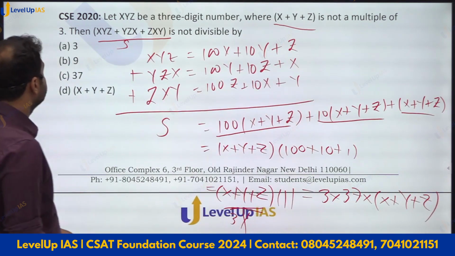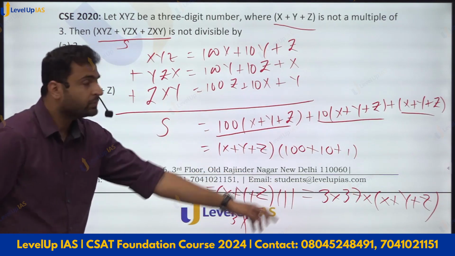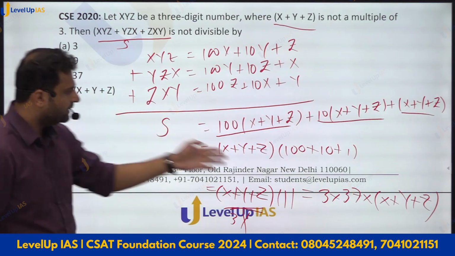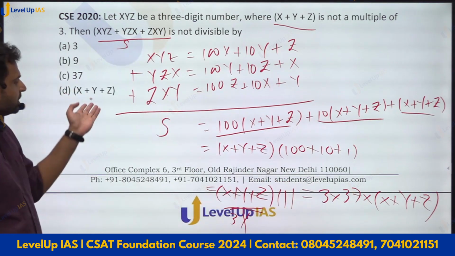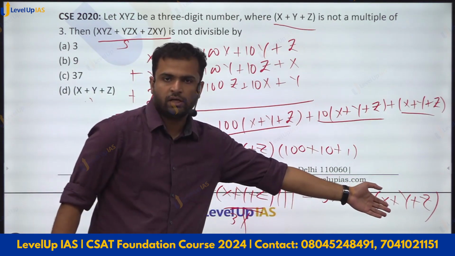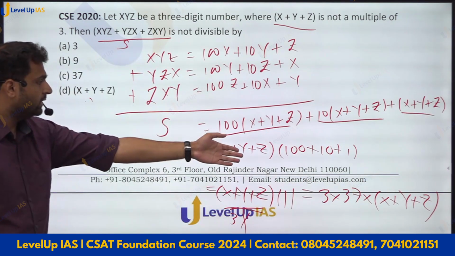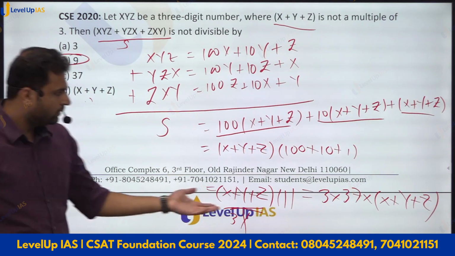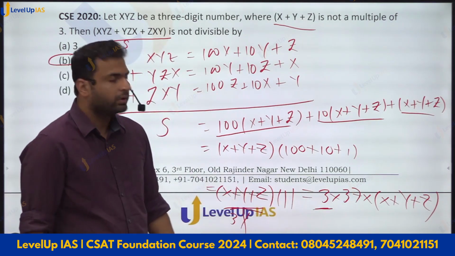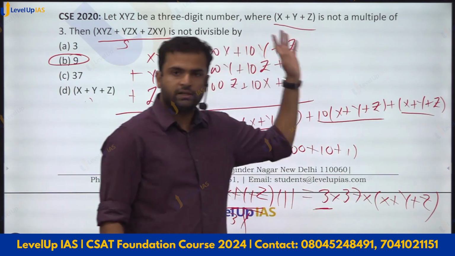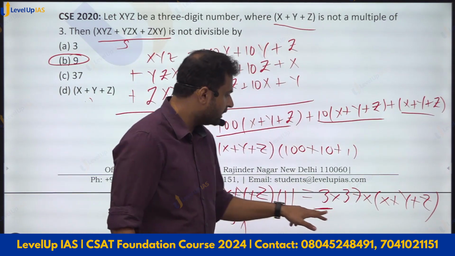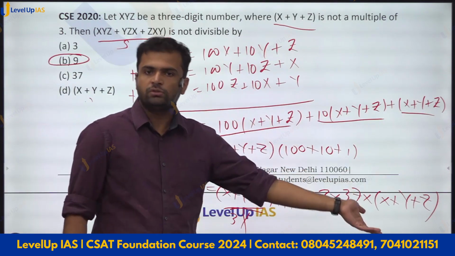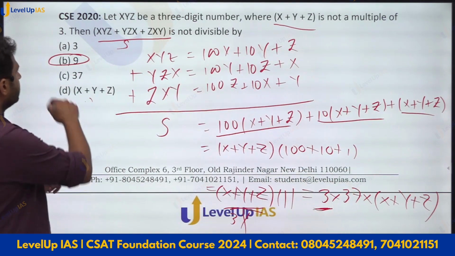Now let us look at the options. Is this quantity divisible by 3? Yes, 3 is there. Is it divisible by 37? Definitely. Is it divisible by x plus y plus z? Yes, there is an x plus y plus z in the multiplication. But is it divisible by 9? No, because 3 is occurring only one time. 3 is not in x plus y plus z, that is given. For 9, which is 3 square, 3 has to appear twice, which it does not. That is why the answer is B.